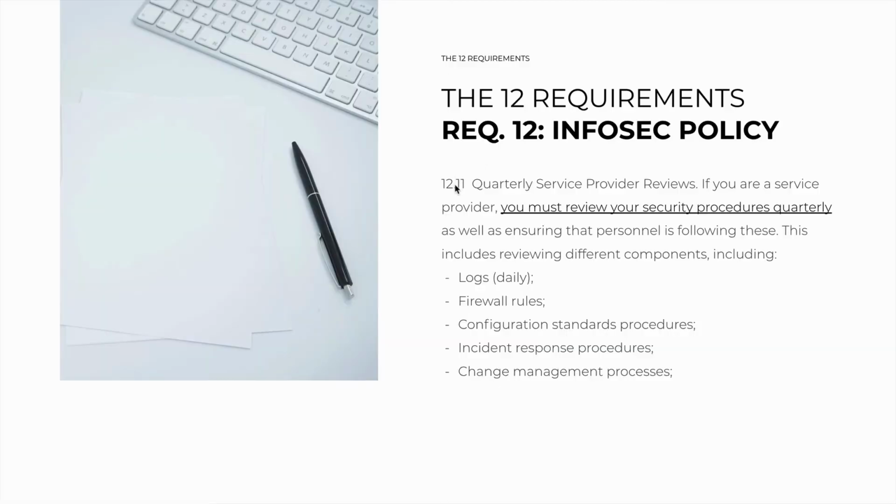Our final sub-requirement is 12.11, named Quarterly Service Provider Reviews. This is in case you are a service provider, and again, because any intrusion doesn't just make you vulnerable, but all of your clients vulnerable as well, you must review your security procedures and policies quarterly instead of yearly like other organizations. You also need additional controls to ensure that personnel are really following these.